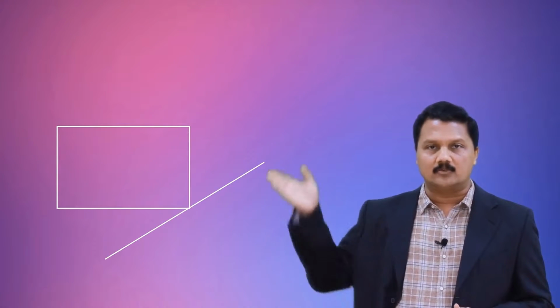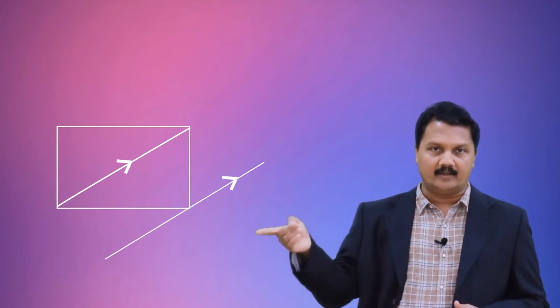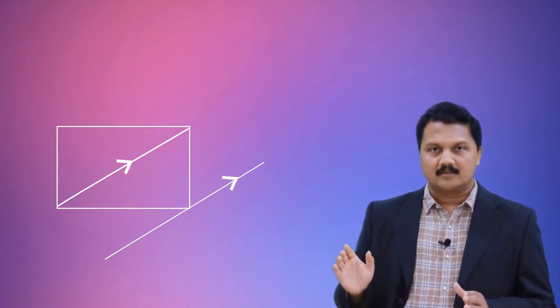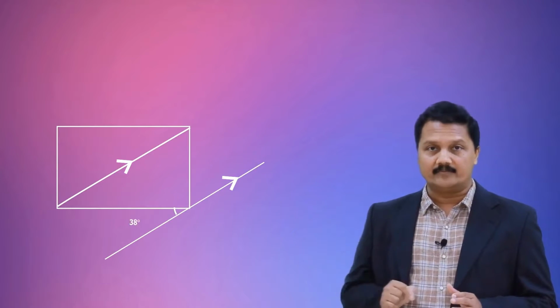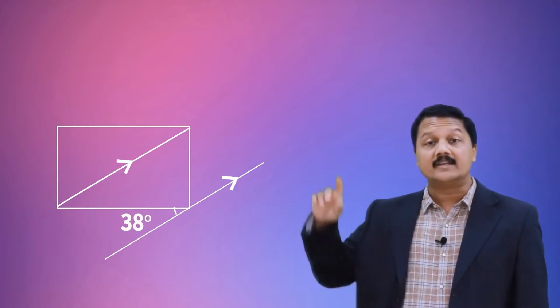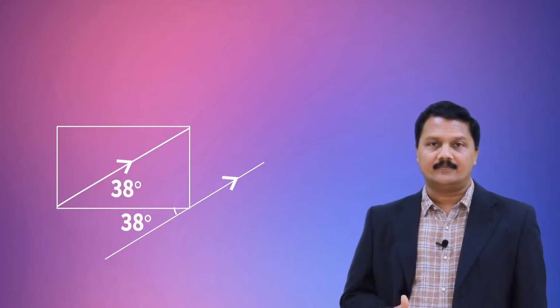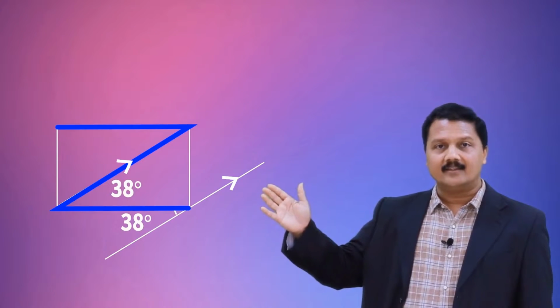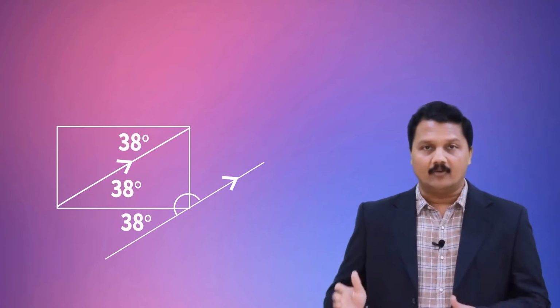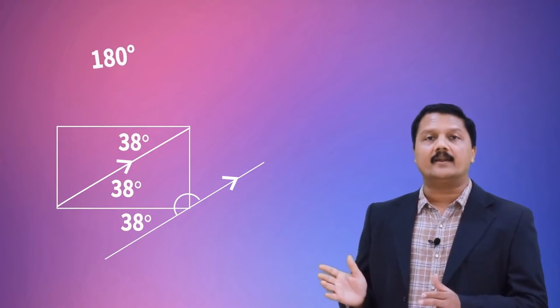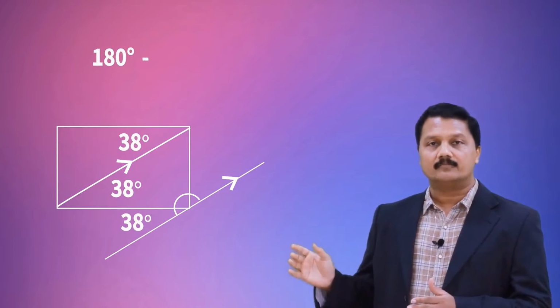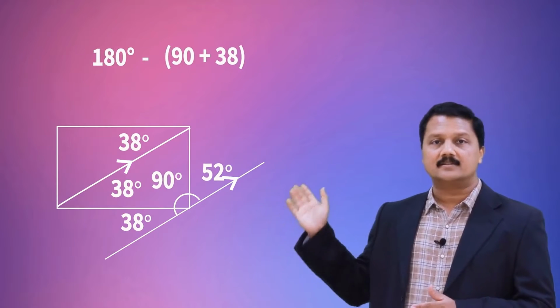See this figure. There is a rectangle and a line which is parallel to the diagonal. See the diagonal and a line parallel to the diagonal. Among this, only one angle is given, 38 degrees. Using reverse Z, you can see again 38. Using another Z, you can see 38 degrees. Now, for this angle, it is 180 degrees minus (90 plus 38) degrees.